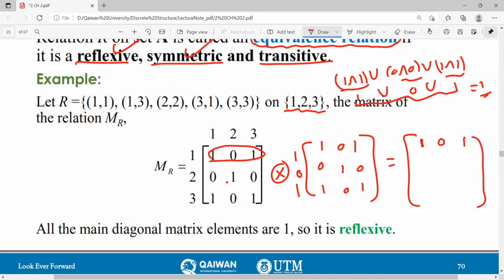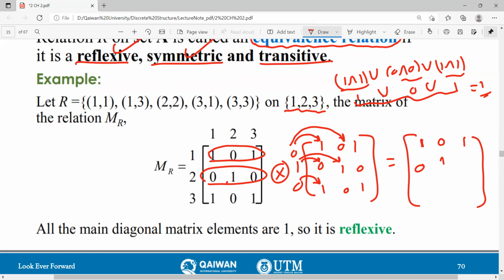And then we are going to pick the second row. The second row is 0, 1, and 0. 0 and 1 is 0. 1 and 0 is still 0. 0 and 1 is still 0. So we get 0 at all. So the result is 0. And here, 0 and 0 is 0. 1 and 1, look, here we get 1. So we don't need to do others. We just write down 1.